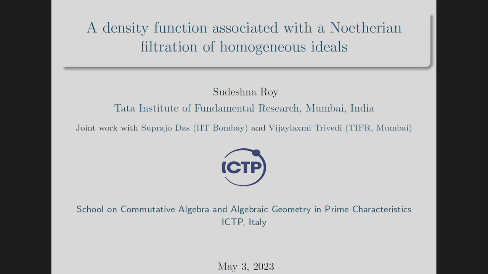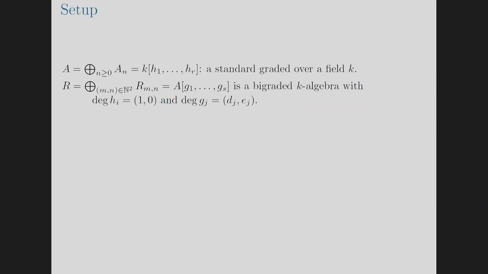But to do that, we realized that we first need to introduce some kind of density function for filtrations, which has its own importance. So throughout my talk, I'll stick to these notations. A will be a standard graded, finitely generated algebra over the field K, and R is a bigraded K-algebra with bidegrees like this.